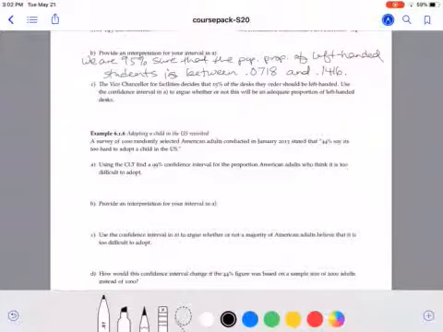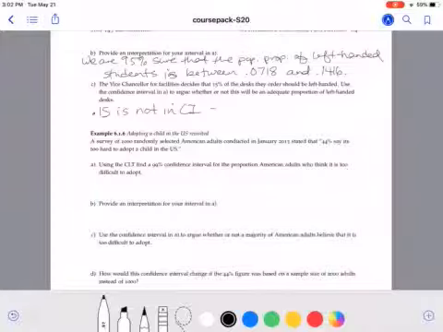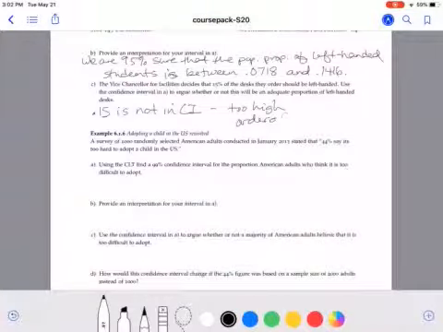The Vice Chancellor decides 15% of the desks in the order should be left-handed. Is that an adequate proportion? Notice that the value 0.15 or 15% is not in the confidence interval. So that would probably be too high of a value, and they should order fewer. So too high, order fewer desks.